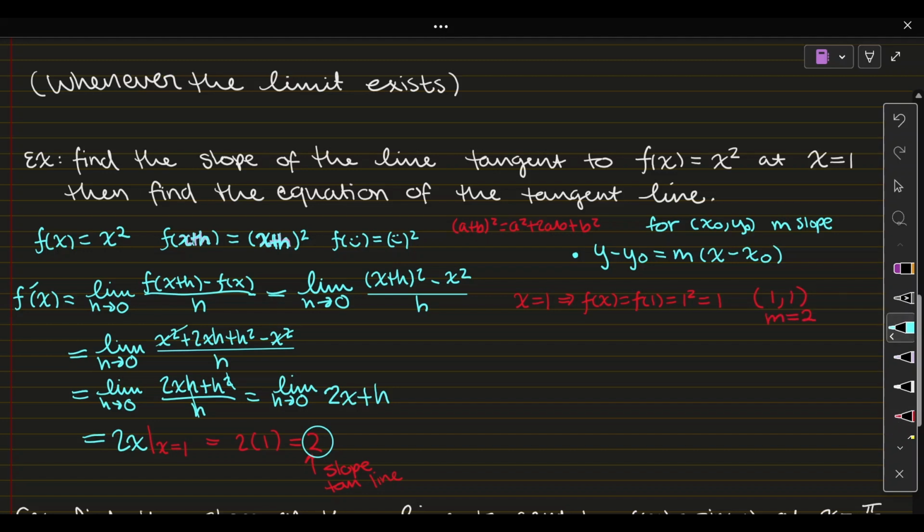So plugging this into our point slope formula, we have y minus y naught, which is 1, is equal to m, which we found is 2, times x minus x naught, which is 1. So we have y minus 1 equals 2x minus 2. Adding 1 to both sides, y is equal to 2x minus 1. Beautiful. That is the equation of the tangent line.